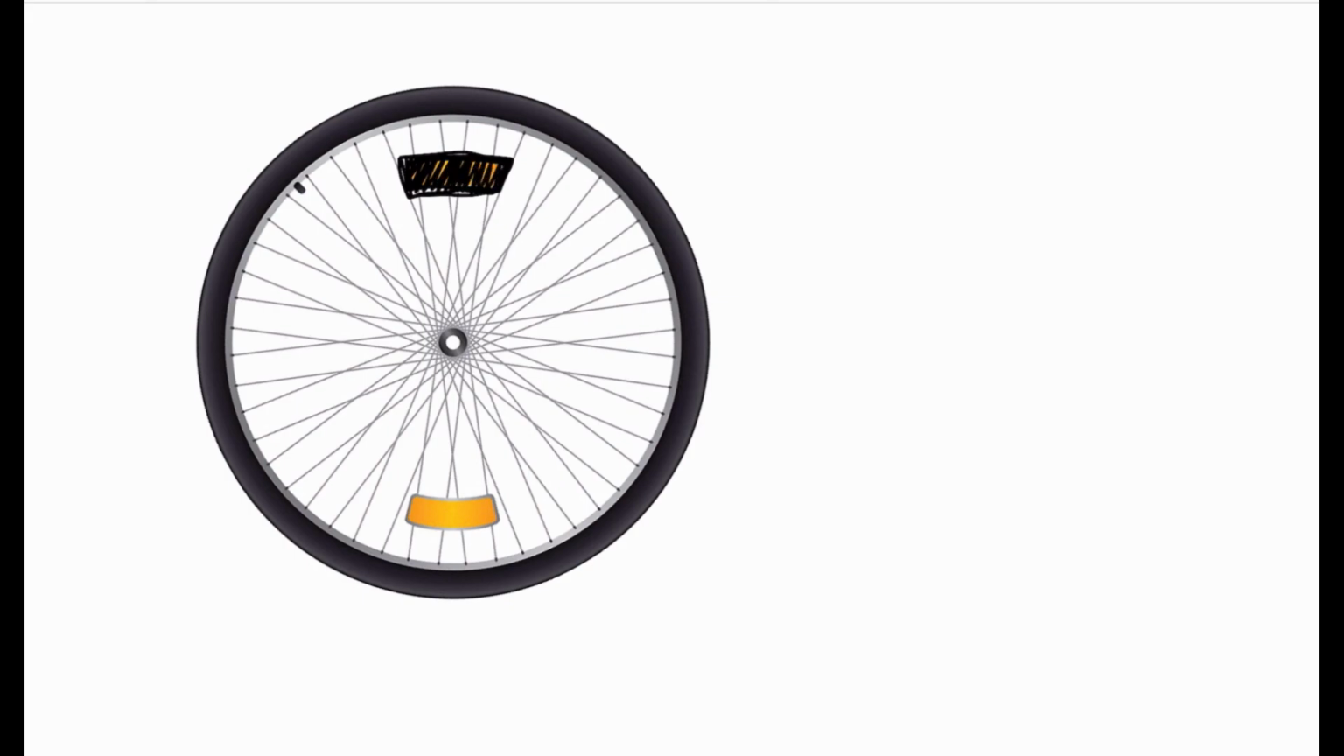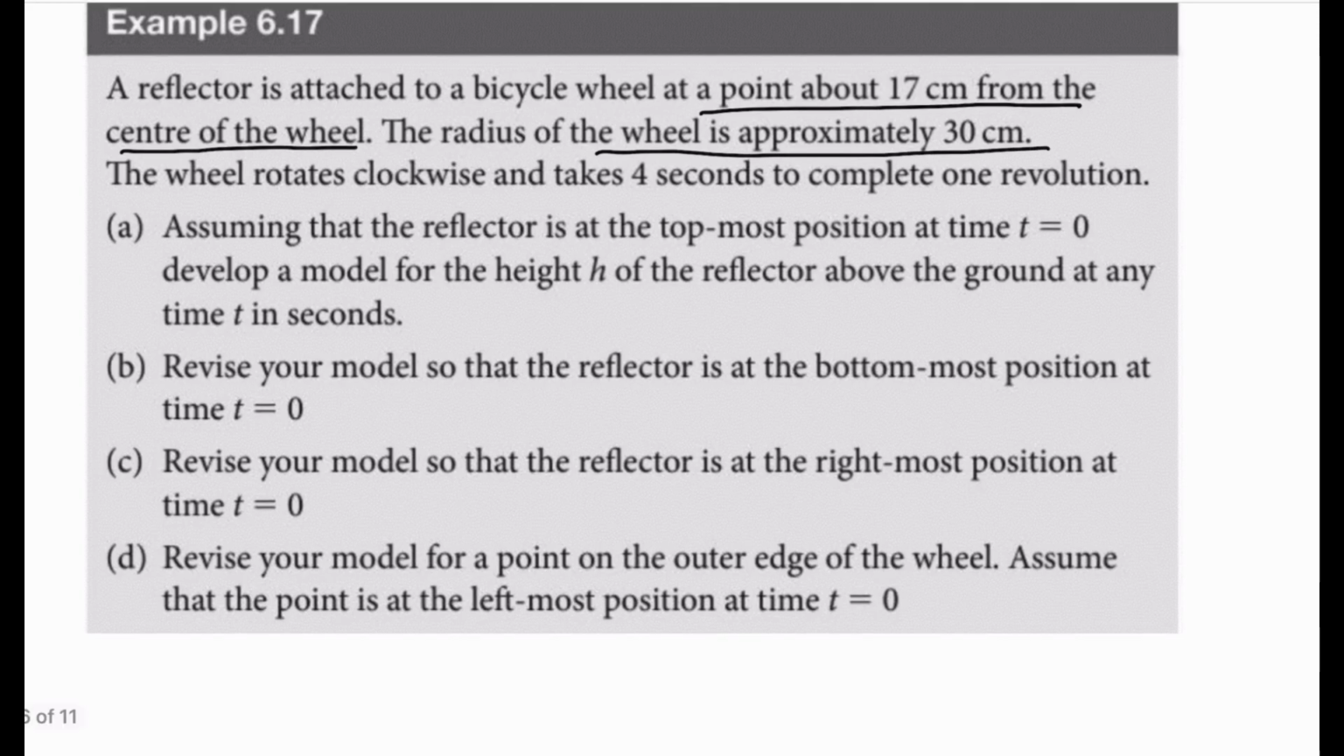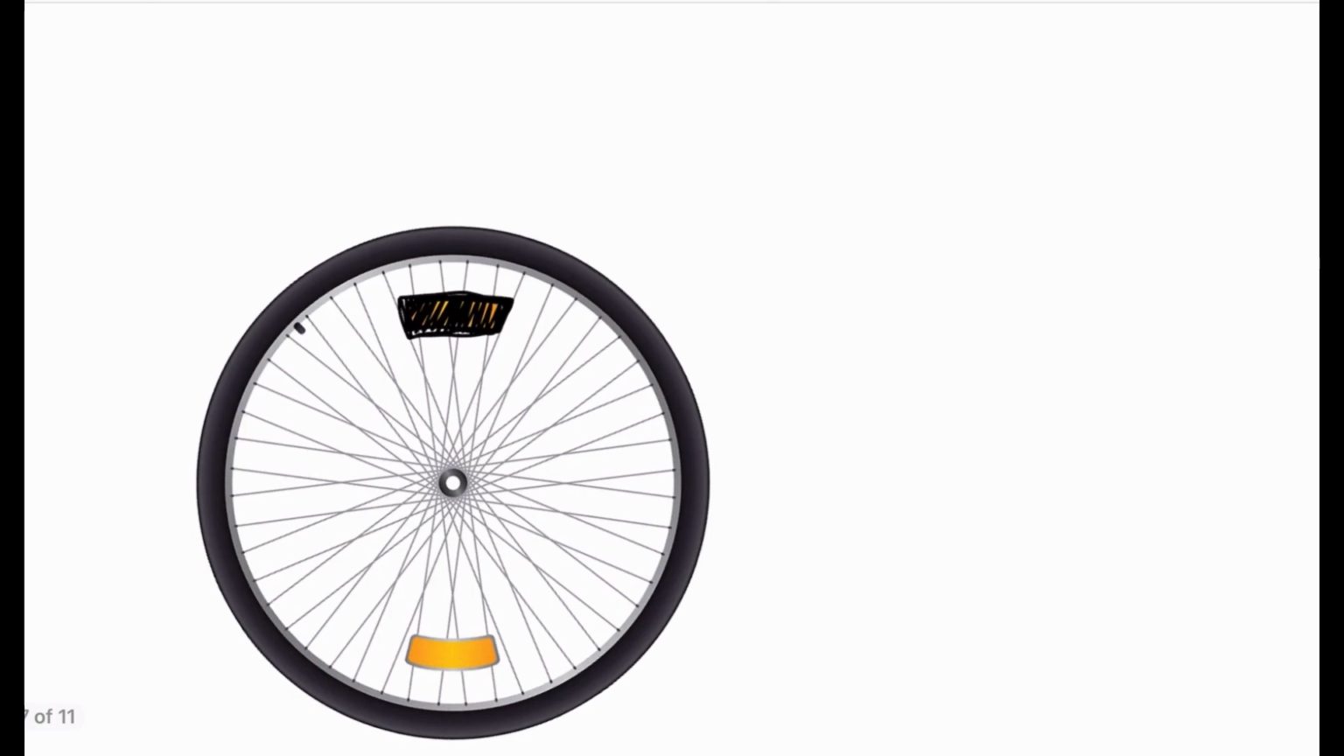Basically, what they're telling us in the problem is that it is attached to the bicycle wheel at a point 17 centimeters from the center of the wheel, and the radius of the wheel is 30 centimeters. So that means that this reflector from the center right here is 17 centimeters. And the radius, meaning going all the way down to the end, is going to be 30 centimeters.